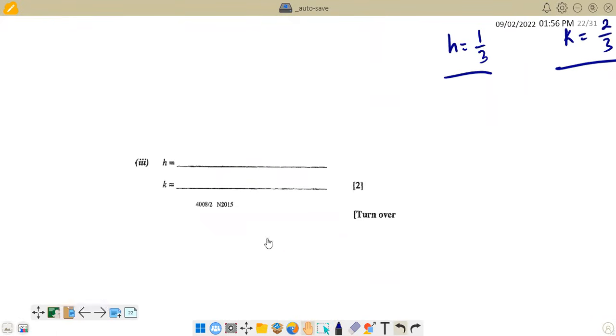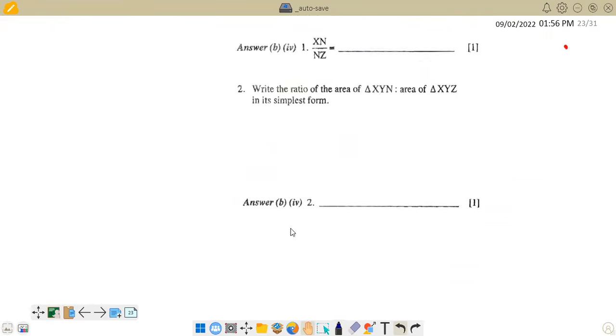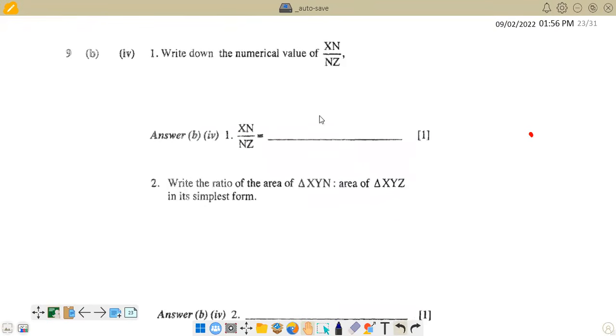Then the other part now is, we are given, write down the numerical value of the ratio xn as to nz. Actually, when you are dealing with this type of equation, you must have a statement which consists of xn and nz. Where are these actually located? Xn and nz. Let's get back to our diagram. We need xn over nz.